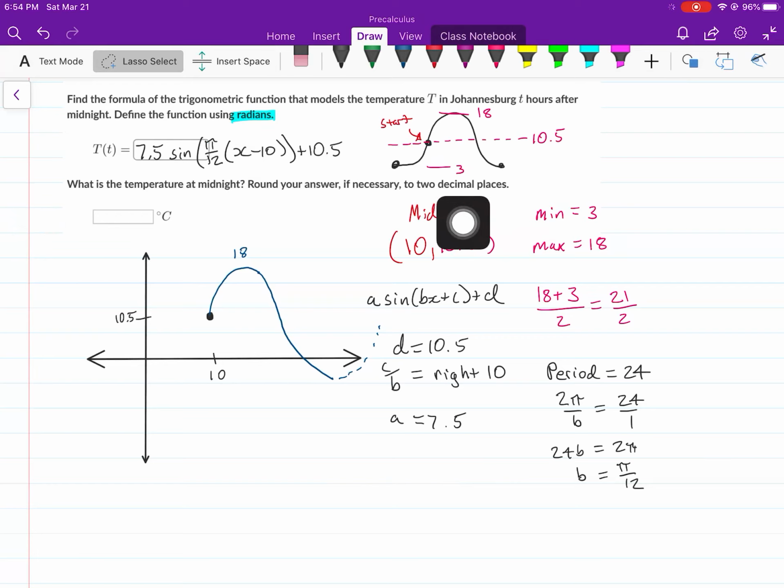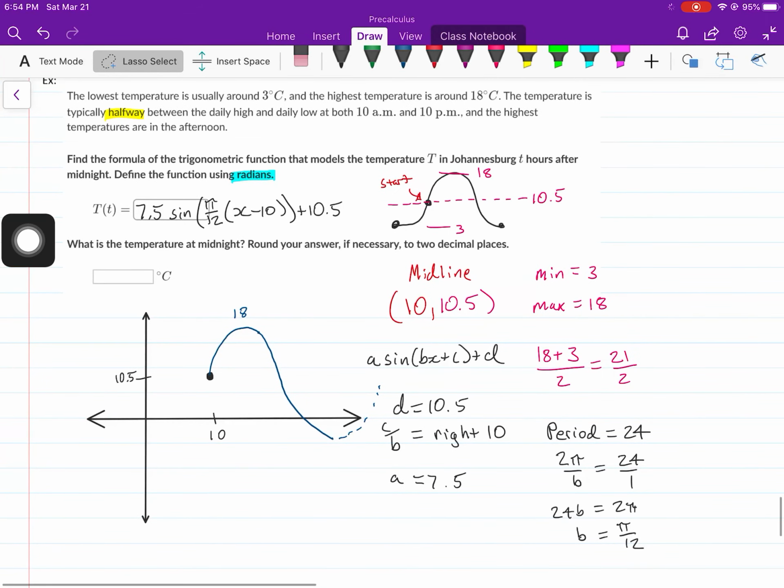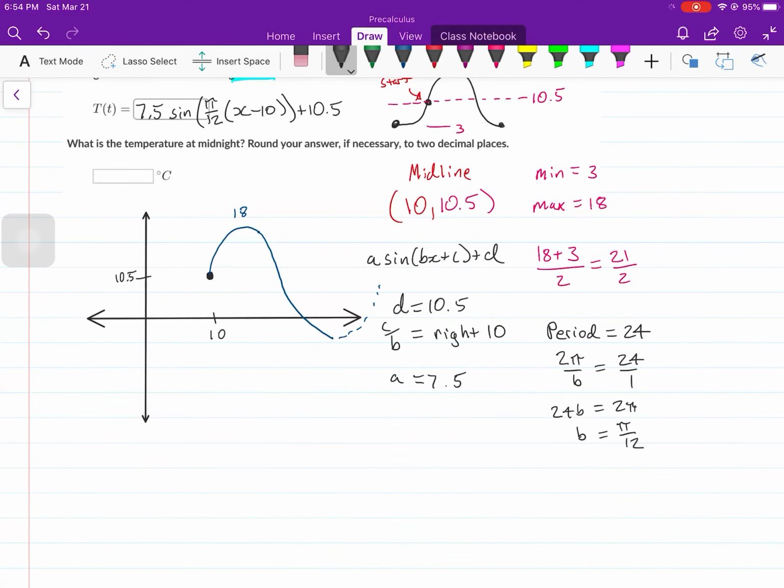So what is the temperature at midnight? So what we got to do, midnight, well, how many hours is that from midnight? That's really just 0 when time is 0, right? It's been 0, or you could put in 24. It is periodic. Those should give you the same answer. I'll actually try it out just to make sure. So for this one, we're just going to take that. Oops, and notice I put x there again. I keep making that mistake. That should be t. So we're going to have T of t is 7.5 sine of pi over 12 times (t minus 10) plus 10.5.